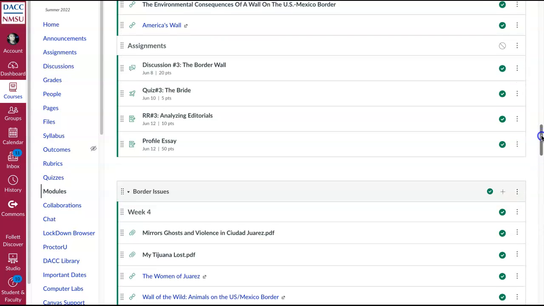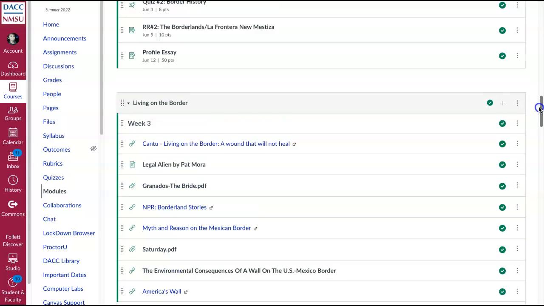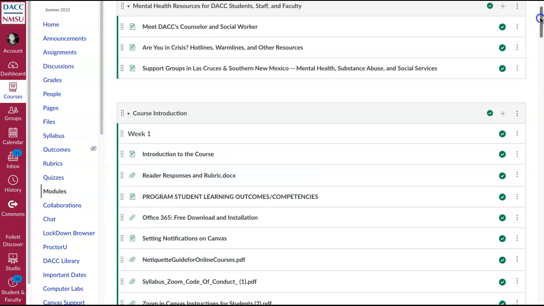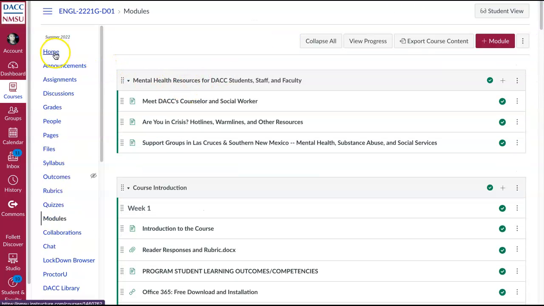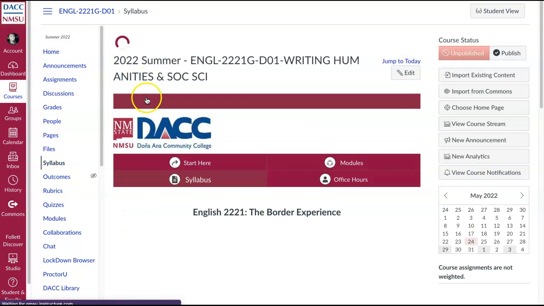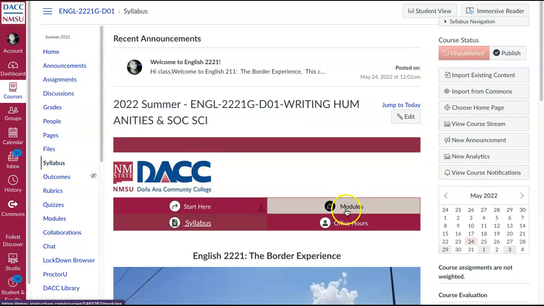So the best way to navigate the course is to look at the modules week by week, but also you want to make sure that you look at the syllabus and you want to make sure that you also look at the announcements, because every Monday I post an announcement that lets you know what we're reading for that week and also what is due for that week. So I sort of summarize the whole week in that announcement.